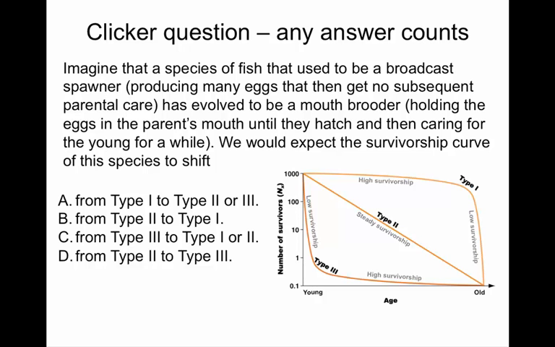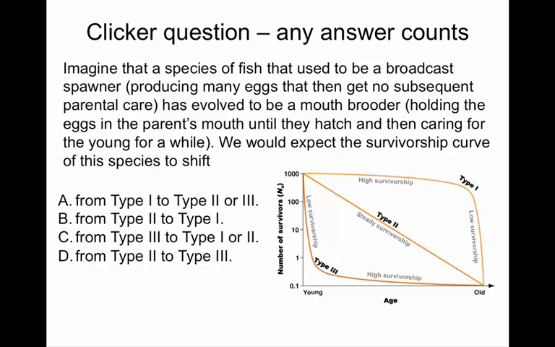Let's see if you understand how to use the information here. We'll do this as a clicker question. Of course, this is a virtual clicker question because this is a recorded lecture, but let's go ahead and do this. I'll go ahead and read it, and then I recommend that you pause the video. Here are the survivorship curves that you can use for reference as you're considering this question. Imagine you have a species of fish that earlier in its evolutionary history used to be a broadcast spawner. A broadcast spawner is a fish that produces many, many eggs that then get absolutely no subsequent parental care, if in fact they are fertilized.